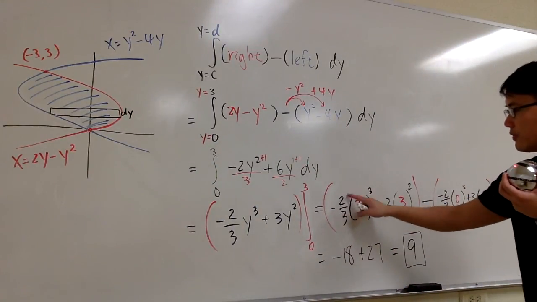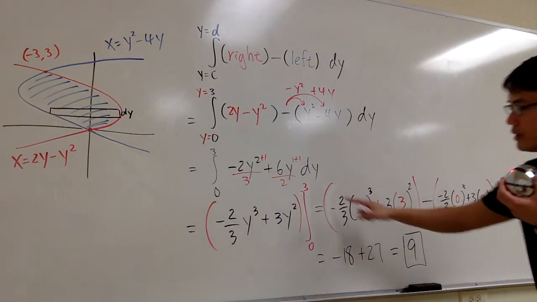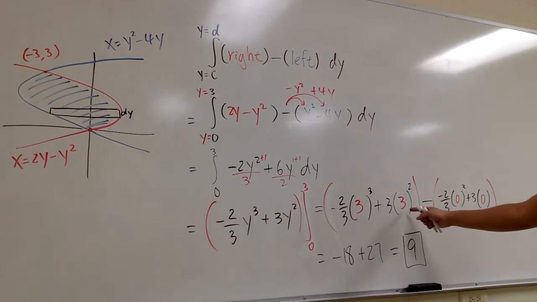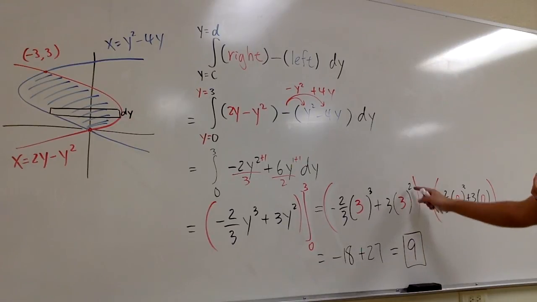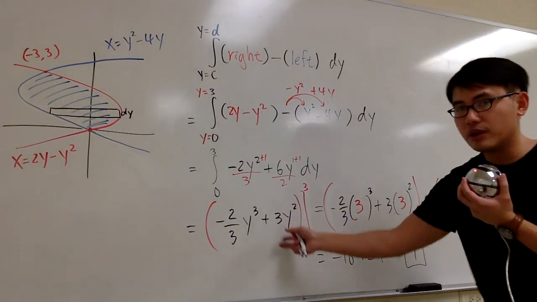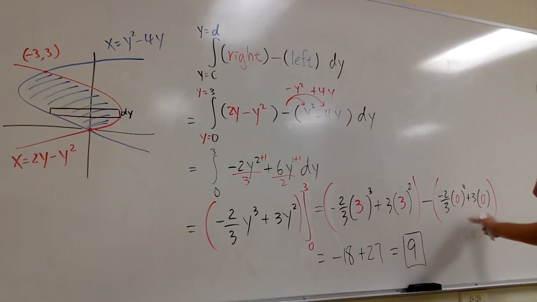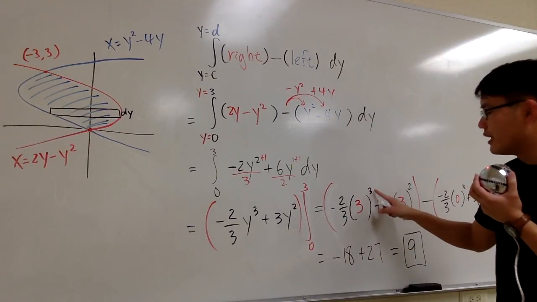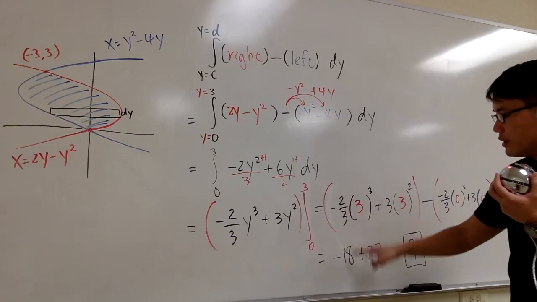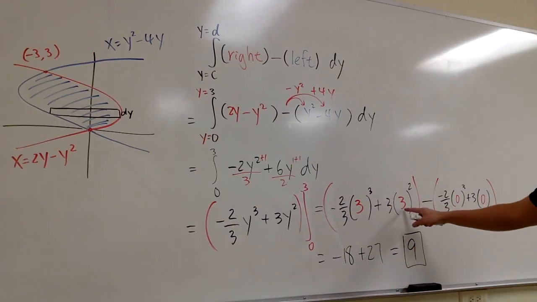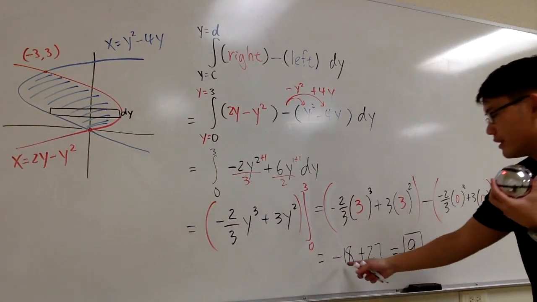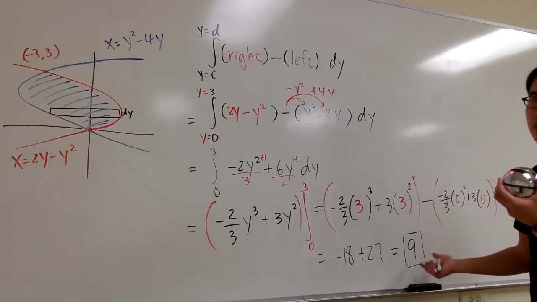So we have negative 2/3 times 3 to the third power, when y is equal to 3, plus 3 times 3 squared, minus plugging in 0, and you can guess that everything is going to turn out to be 0 right here. So this is gone already. The only thing you need to do is this. 3 to the third power is 27. 27 times negative 2/3 gives you negative 18. Right here, this is 3 squared, which is 9. 9 times 3 is 27. And all we are doing is negative 18 plus 27, so the answer will be 9.